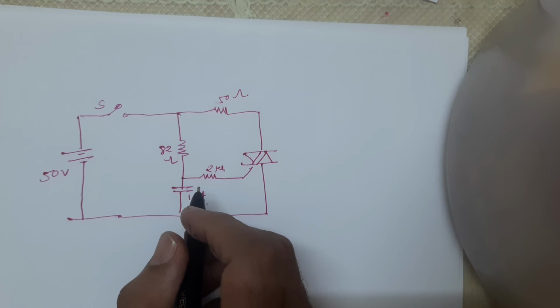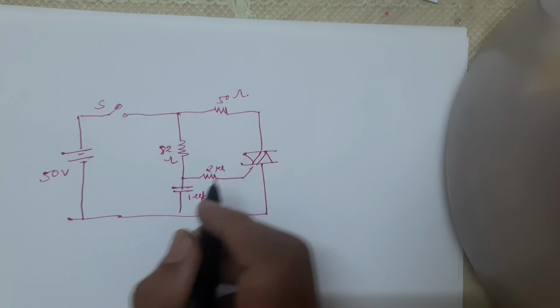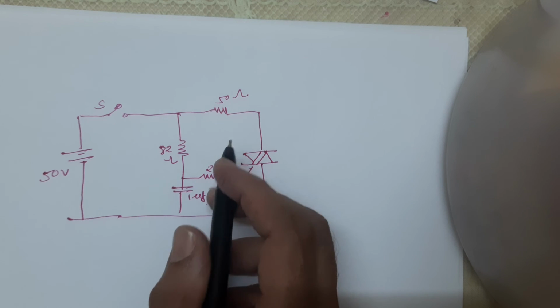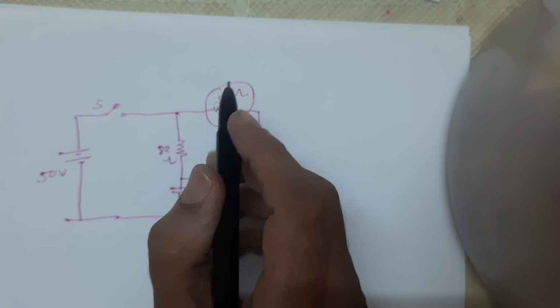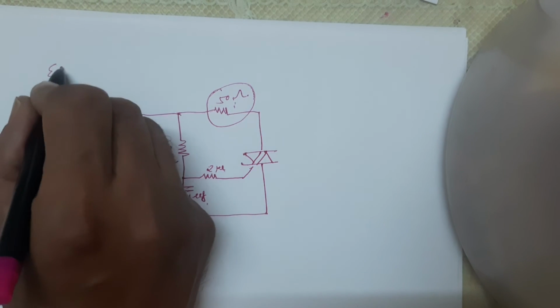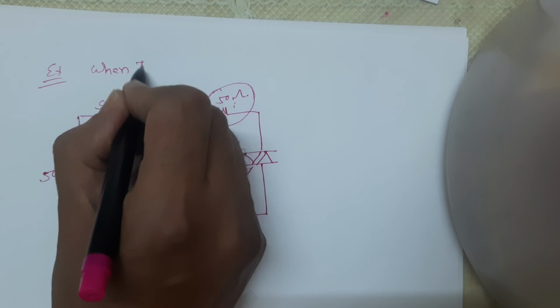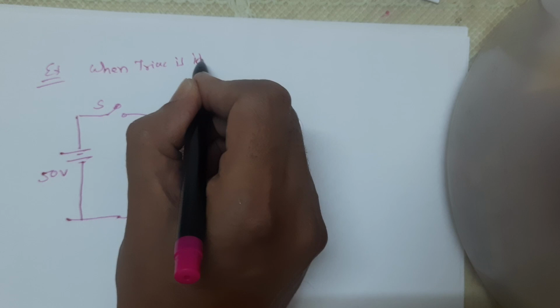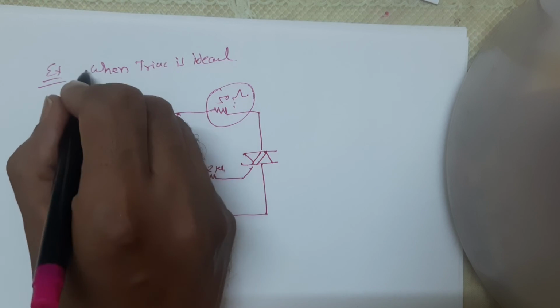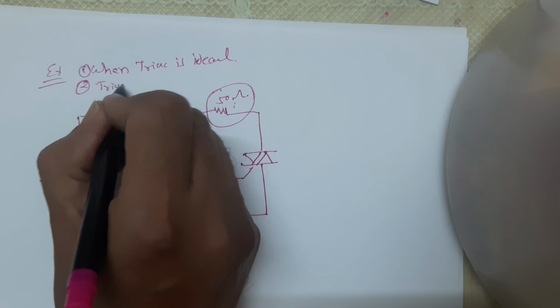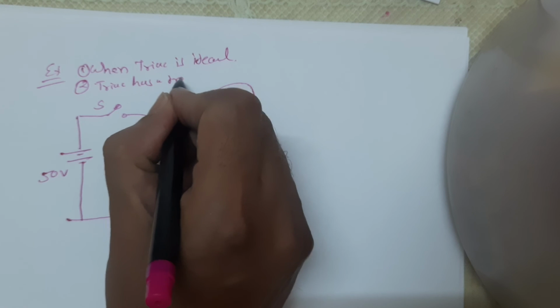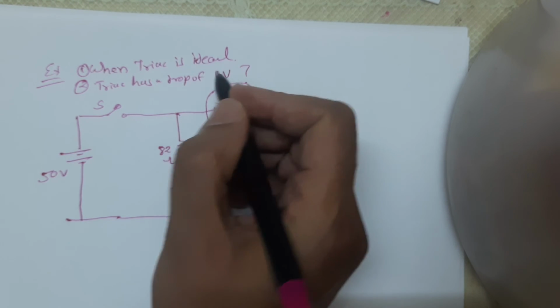In this circuit diagram, the switch is closed and the triac has fired. What is the current through the 50 ohm resistor? First, when the triac is ideal, and second, when the triac has a drop of 1 volt, right?